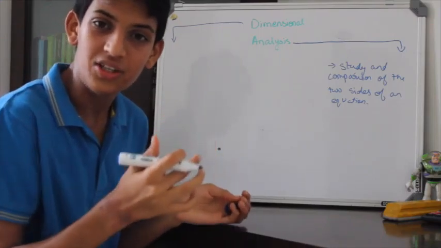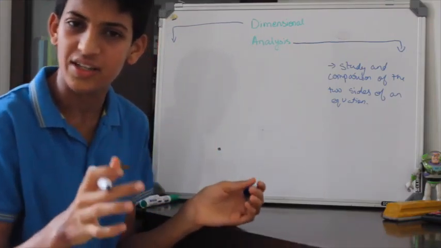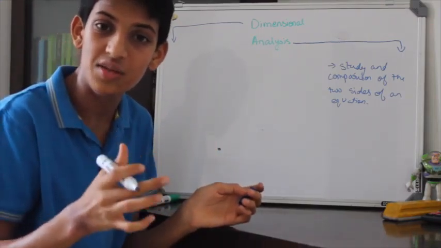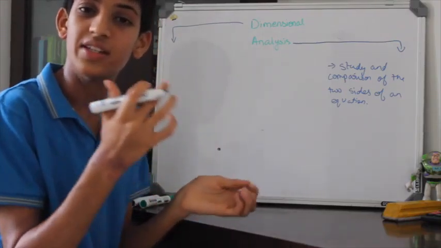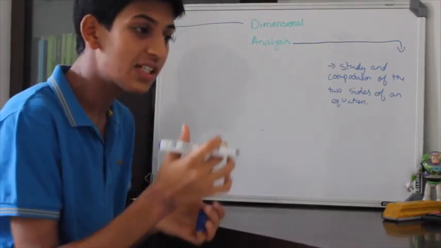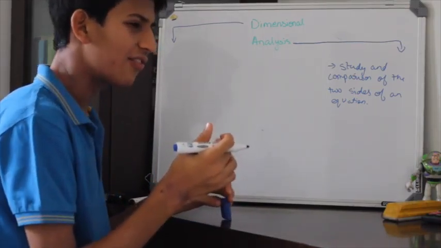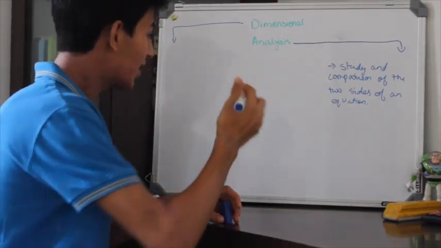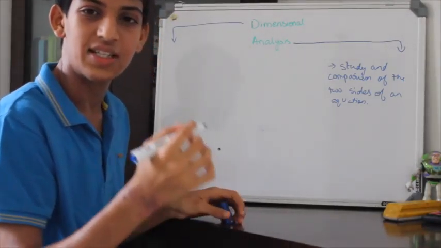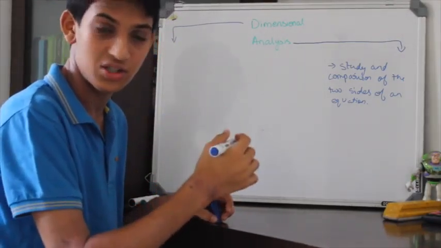Now what is a dimension, you might ask? It is not like the 2D or 3D movies we see in the cinemas, but rather the dimension of the physical quantities in our world. So what are physical quantities? Physical quantities are basically anything that can be measured.